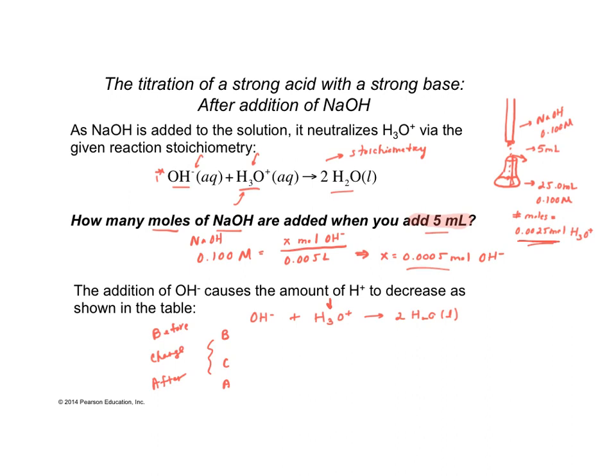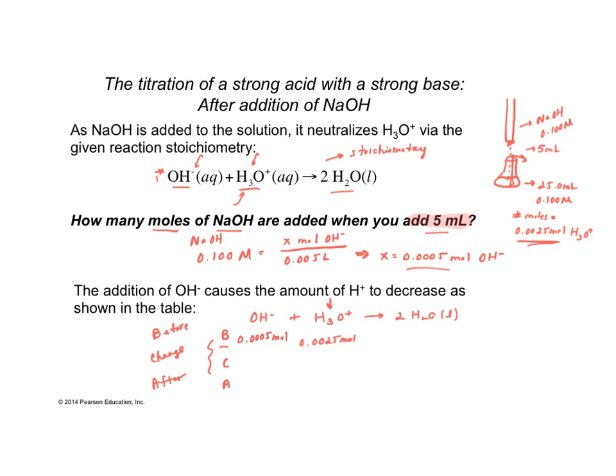All right, so before, with respect to H3O plus, that is the initial amount of moles of H3O plus that we had. We've already calculated that, so that was 0.0025 moles of H3O plus. What we're also going to write in for before is the amount of OH minus that we have added. When we added the 5 milliliters, that was 0.0005 moles of OH minus.